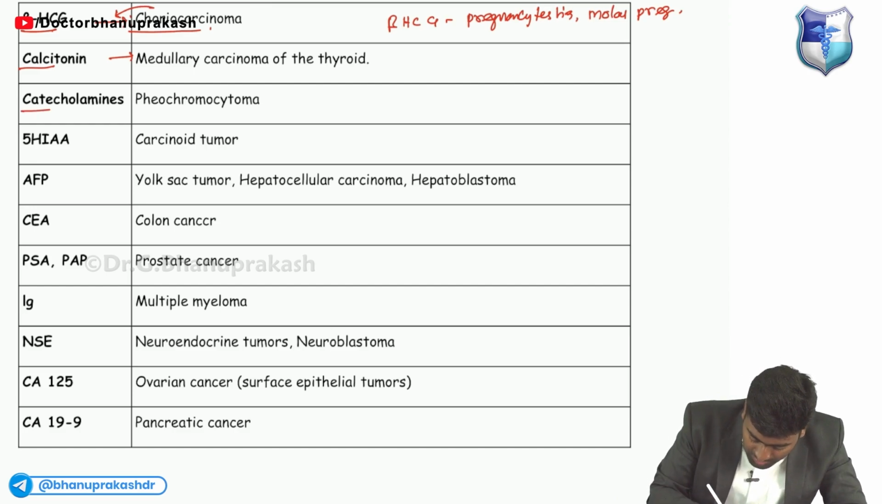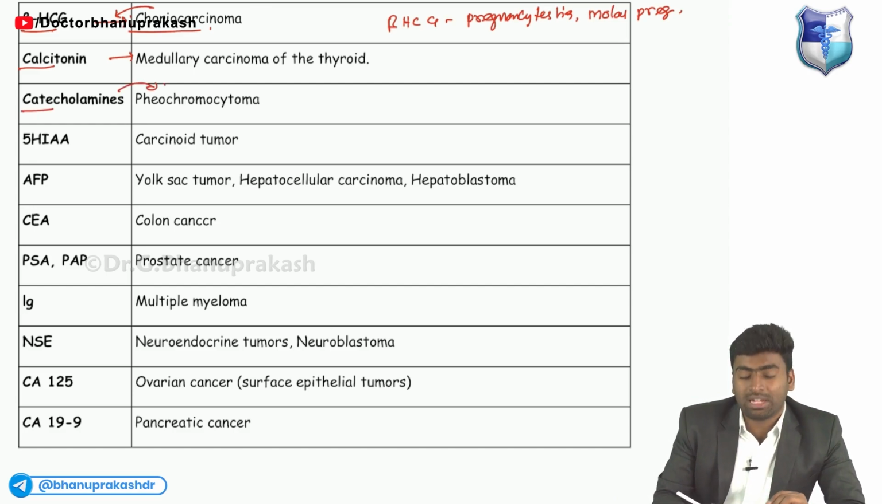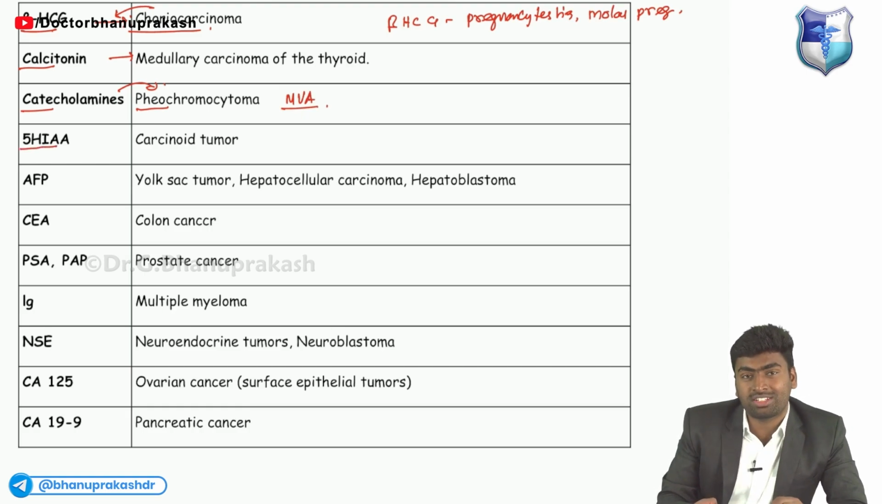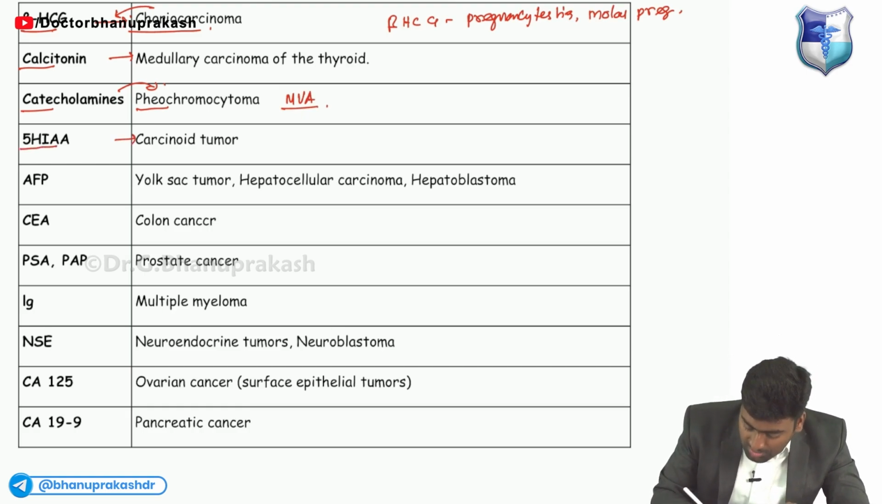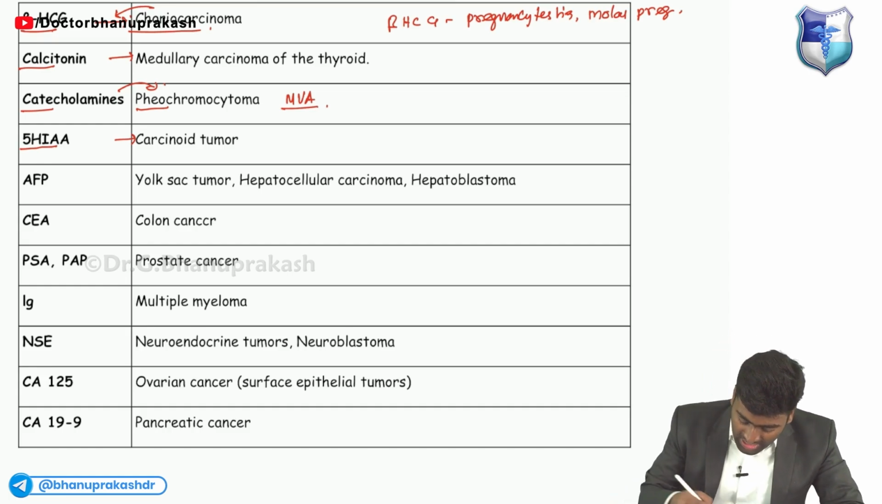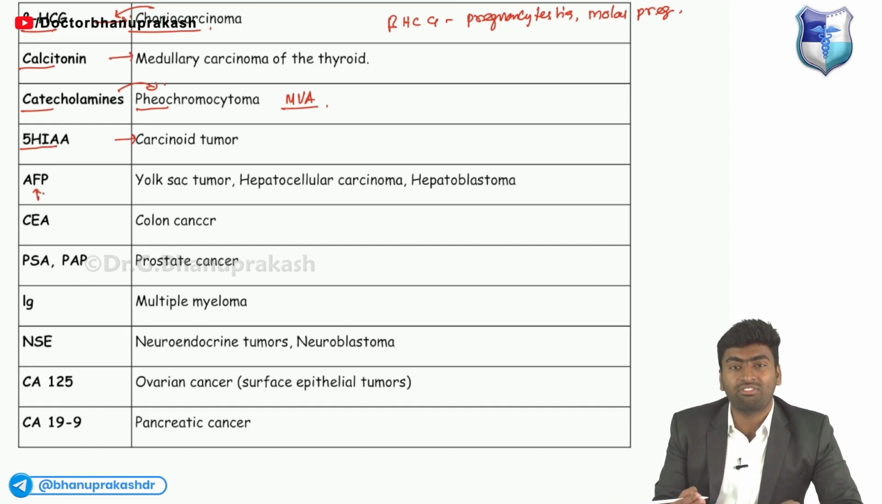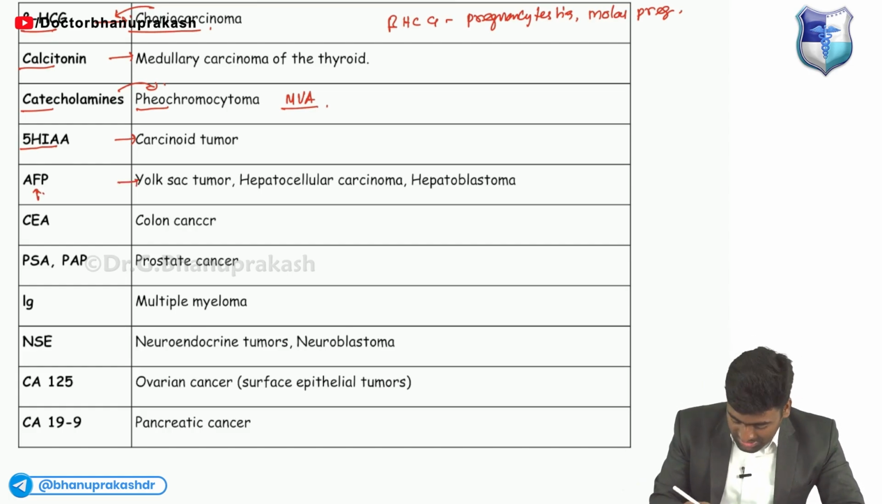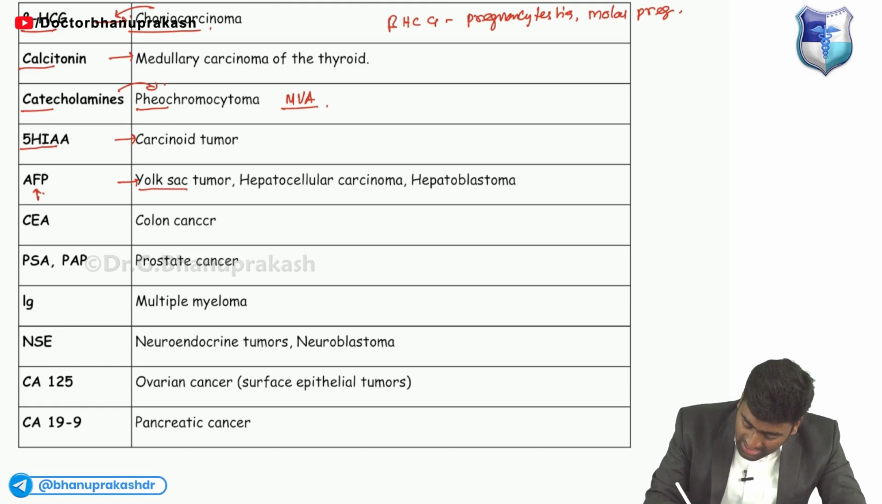Next one, catecholamines. Catecholamines and their derivatives are released during pheochromocytoma. We call them VMA, or metanephrines. And 5-hydroxyindole acetic acid is seen in a case of carcinoid tumor. They are serotonin derivatives, so it is used in the diagnosis of carcinoid tumor. And we know alpha fetoprotein is used for the diagnosis of fetal tumors: yolk sac tumor, hepatocellular carcinoma, and hepatoblastoma.